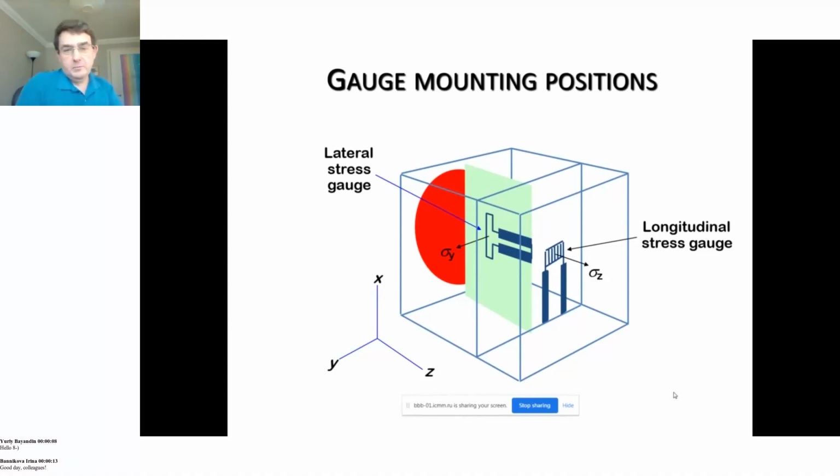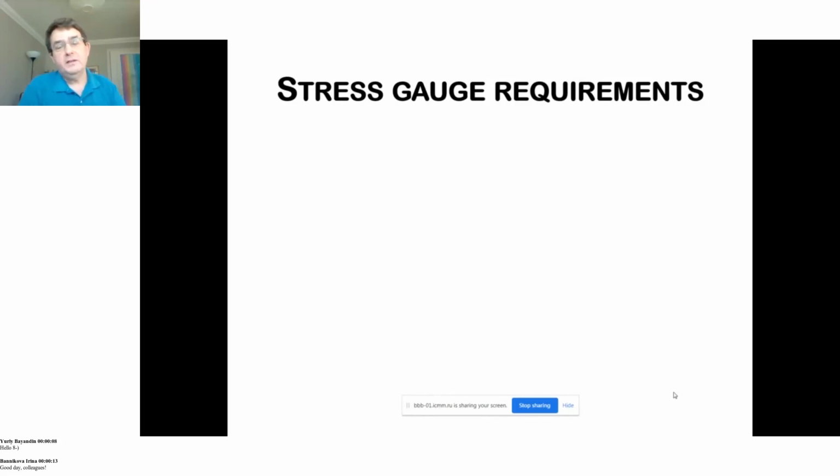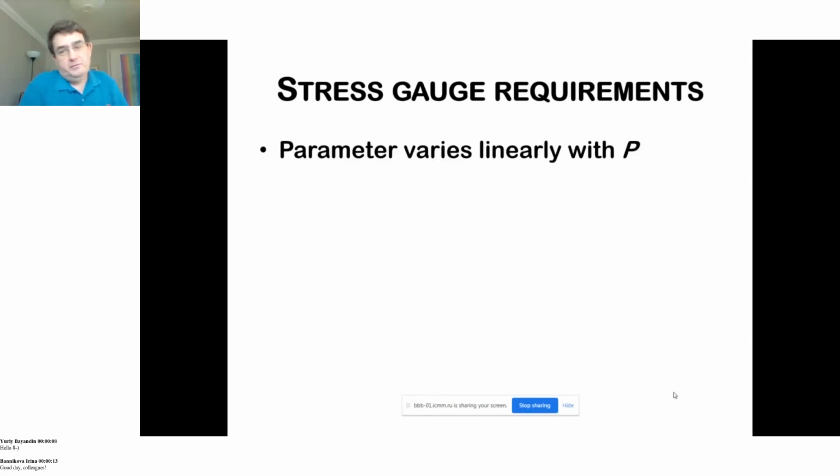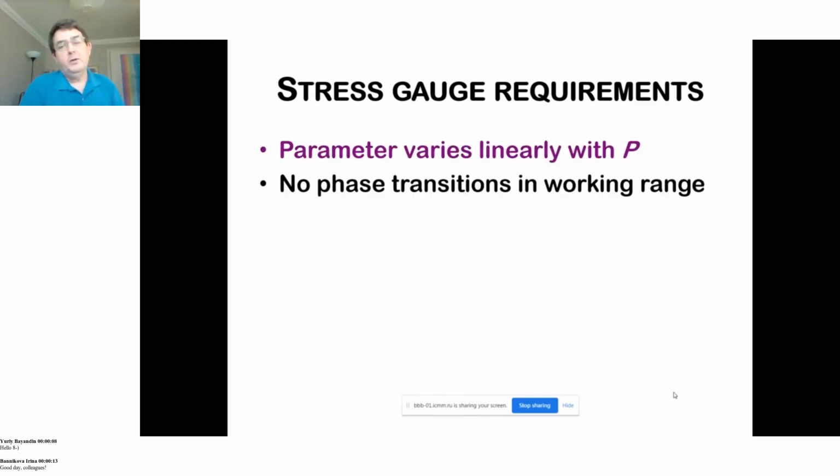We can also mount a strain gauge within the material, measuring the strain in the direction of the shock, and that has been successfully done on many occasions. If we think about the requirements of a gauge, I'm not going to read these all out, but something that varies with stress or pressure. You don't want things happening in the working range that affect the properties of the material in a way that is difficult to understand. You want it to be sensitive, of course.